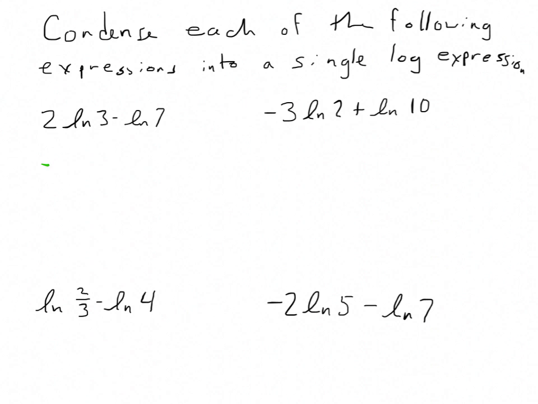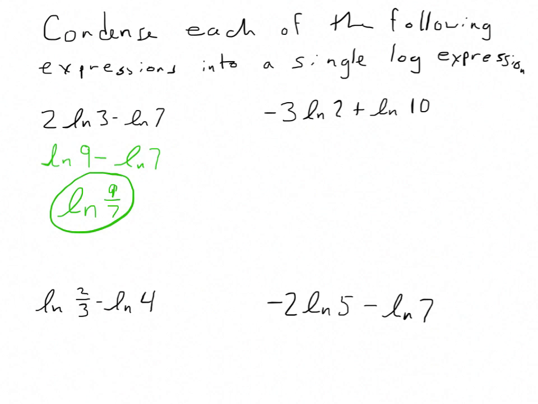So I'm going to rewrite this as the natural log of 9, 3 squared, minus the natural log of 7. And now that both logarithms do not have anything in front of them, I can use the division property and get that this is the natural log of 9 over 7. And that's all I'm looking for there.